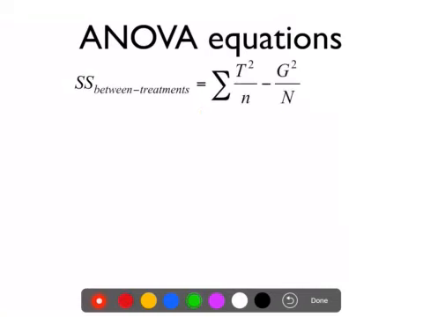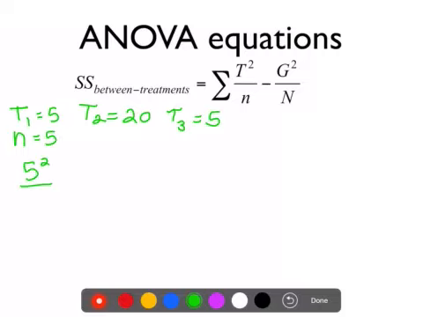Okay, and let's finish up with our third one, our sums of squared between treatments. Okay, we already have our T values. So we have T1 is equal to 5, T2 is equal to 20, and T3 is equal to 5. Okay, so we're just going to fill out the rest of the equation. We know that each little n is equal to 5 as well.